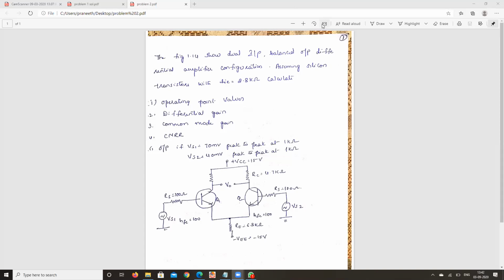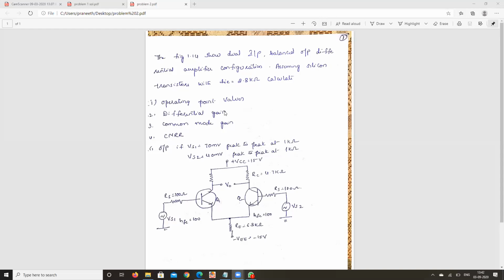Whoever has finished finding out the operating point values, that is the first bit of the problem. Now go for the differential gain. So what is the formula for the differential gain? AD. You have already derived. Just go back to your AC analysis. There you have derived the formula for AD.